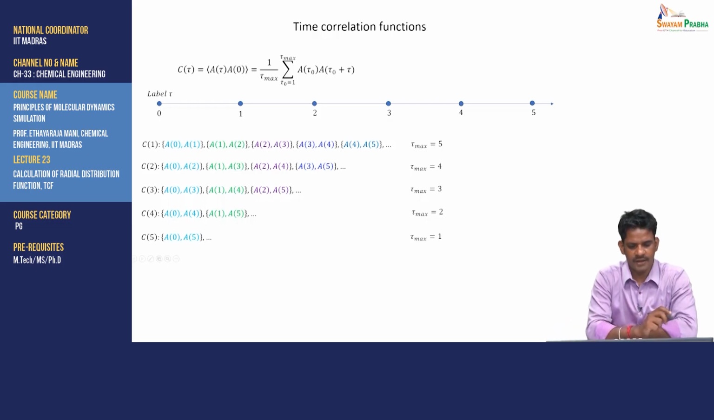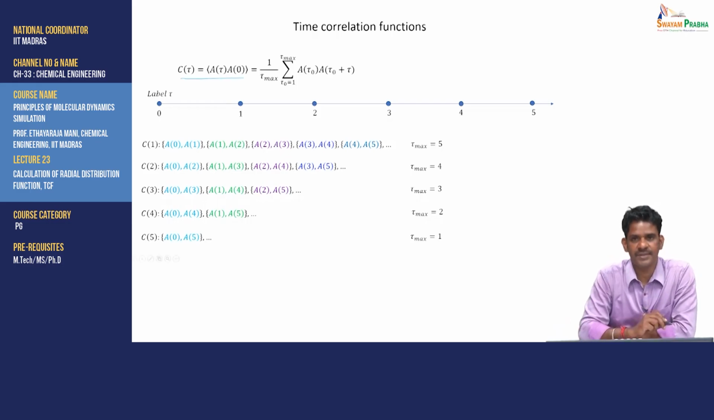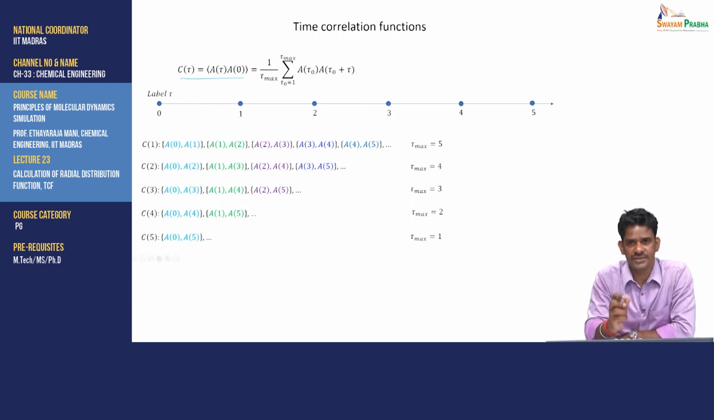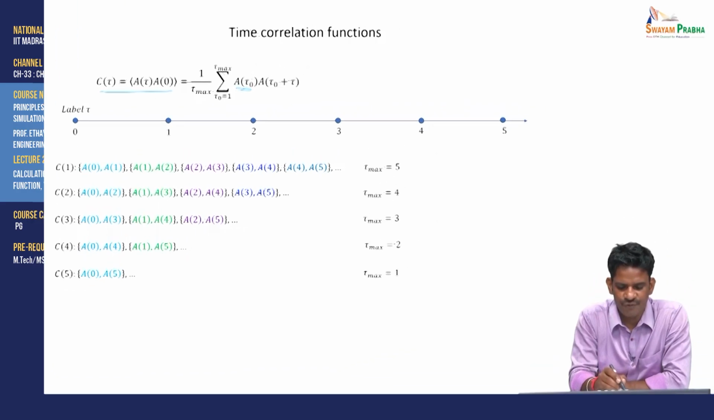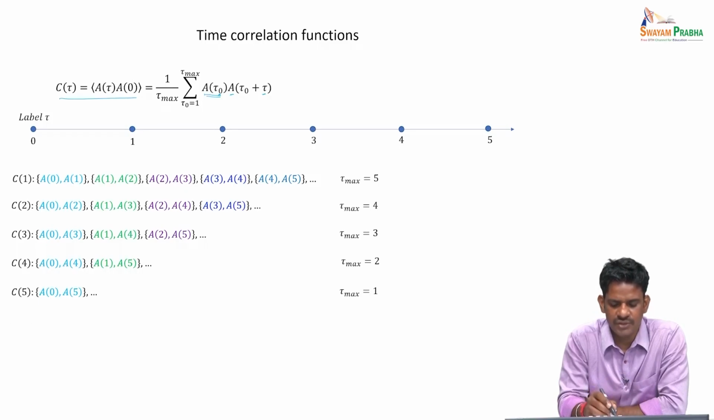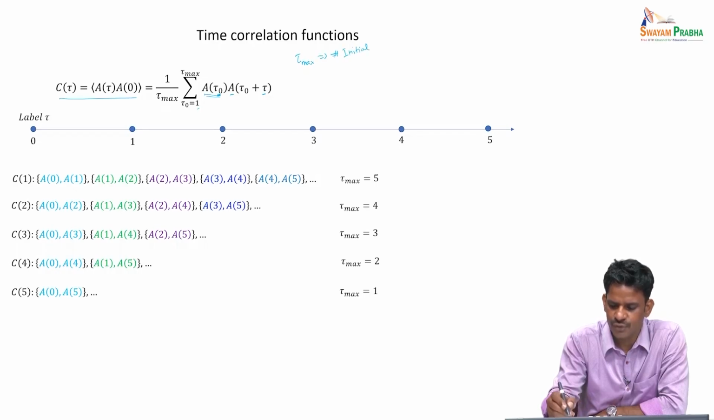Then the calculation of the time correlation function comes from this mathematical definition, but this ensemble average, as I said, is an average over many initial conditions. Here the variable A is autocorrelated. So we take the value of A at some initial condition tau naught, and then I look at the same variable A with a delay of time tau. Then I multiply this, and average over many such initial conditions tau naught, and tau naught can go from first to some tau max. This tau max is the number of initial conditions over which this is averaged.